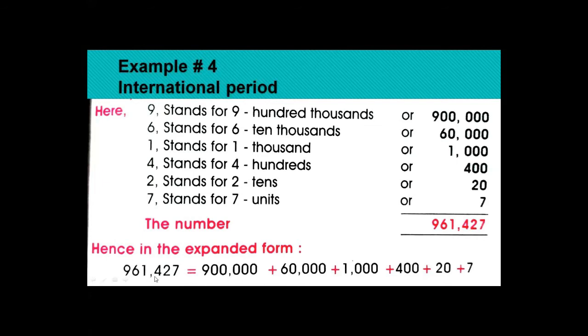Now look here after the comma. 4 comes at the place of 100. How many zeros are there in 100? 2 zeros. So 400 will be written like this in expanded form. Now this is tens, how many zeros are there in tens? Only 1 zero. So 2 is written as 20. And in the end, what is this? 7 is placed under units. So we will write 7 here like this. This is the expanded form of this number.